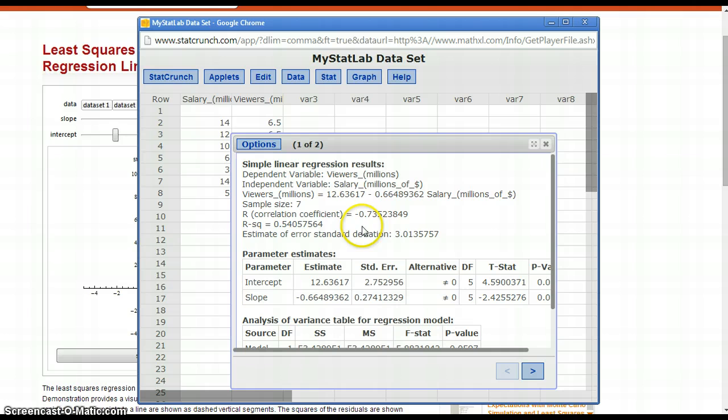Now we have an R value of negative 0.735, which tells me the more they get paid, the fewer viewers I would have. And this R squared value, take that and square it, is 0.54. That describes the percent of the variation that can be explained by this variable. So 54% of the variation of viewers can be explained by the salary. If I'm a TV exec, it's like, boy, this makes no sense to pay people more and actually get fewer viewers. So I'm guessing this data may not be accurate, but let's take a look.